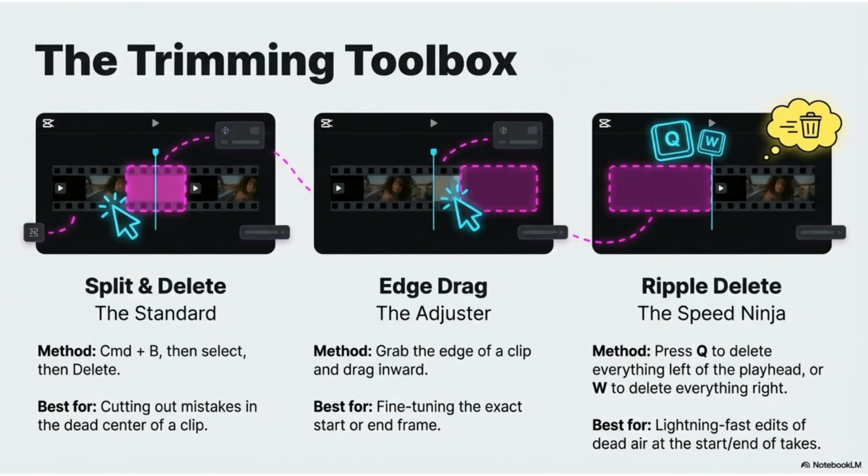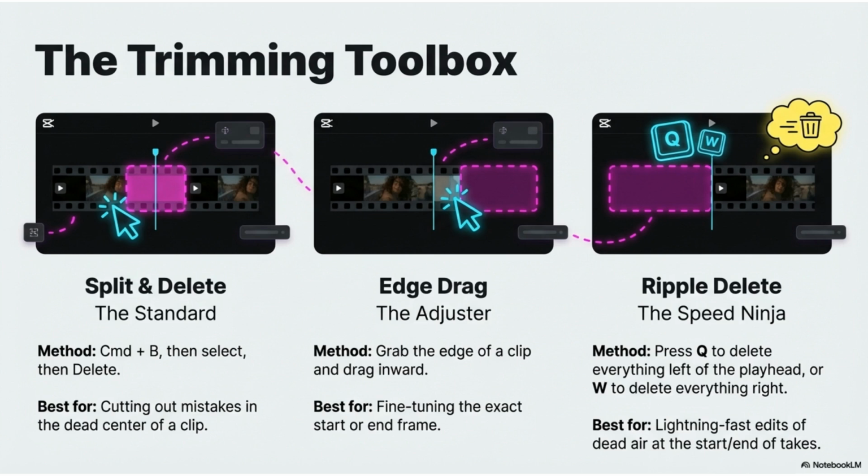The trimming toolbox. To speed up your workflow, let's explore the trimming toolbox. First is split and delete, which is the standard method. Press Command+B, select the clip, and press delete. This is best for cutting out mistakes in the dead center of a clip. Second is the edge drag, known as the adjuster. Simply grab the edge of a clip and drag inward. This is best for fine-tuning the exact start or end frame.